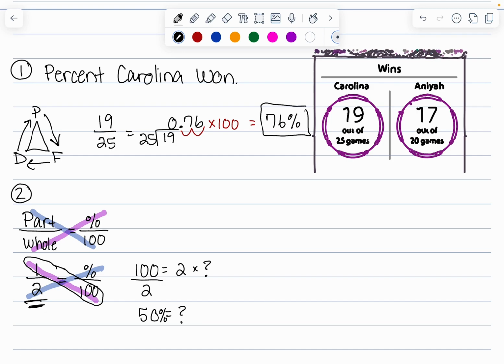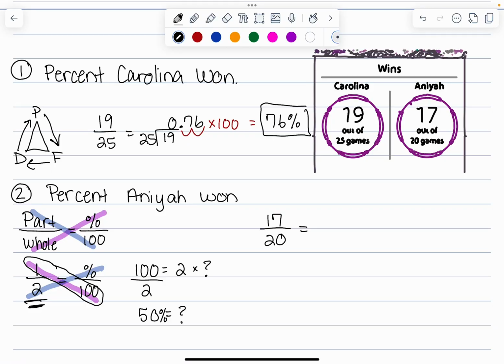So in this problem, we're going to find percent, Anaya 1. Okay, so when we fill it in, Anaya 1, 17 out of 20, so 17 is our part, 20 is our whole. We are supposed to find the percent, so that is our unknown over 100. So what 2 numbers do I have diagonal from each other? 17 and 100. And then my third number is 20. So I'm going to do 17 times 100 and then divide by 20.